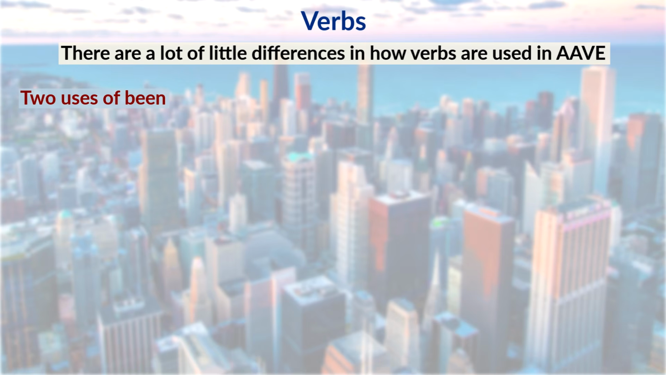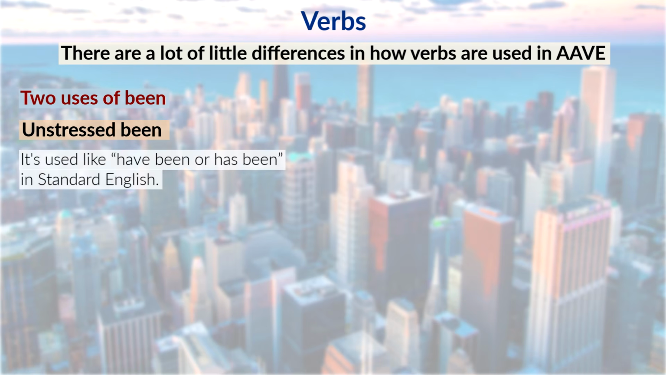The word been is also used with verbs in two ways. One way is called unstressed been. It's used like have been or has been in standard English. "She been married for a long time."